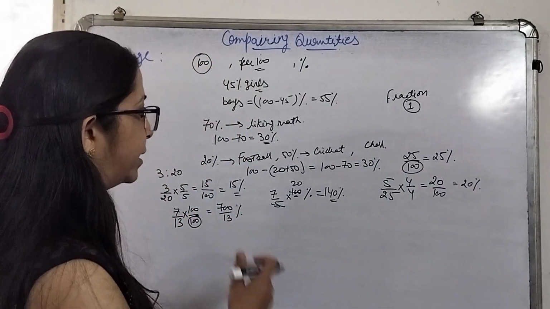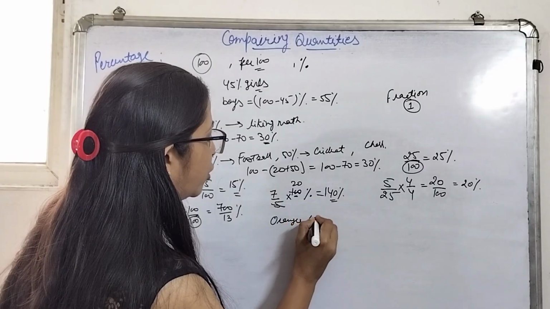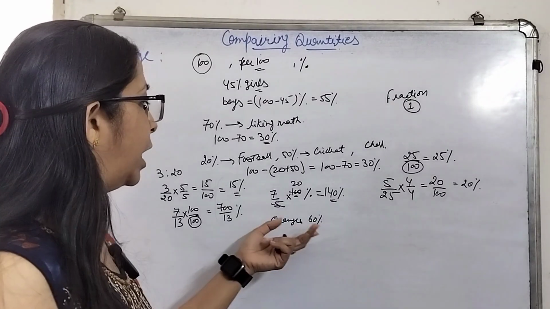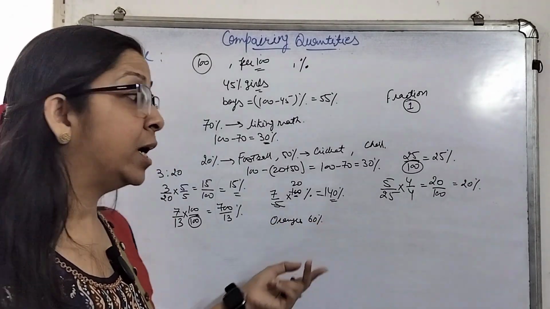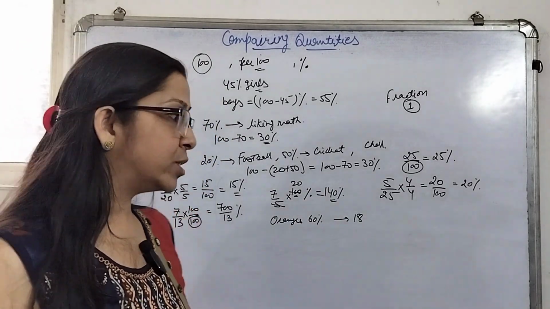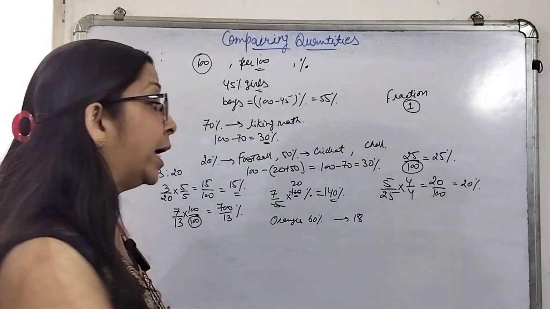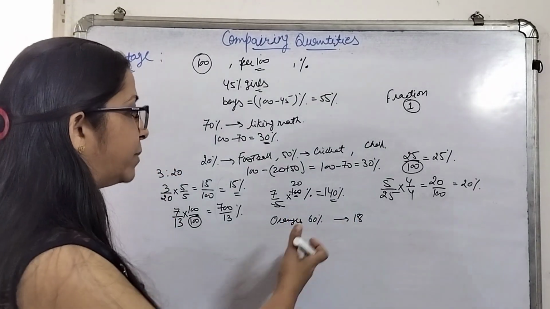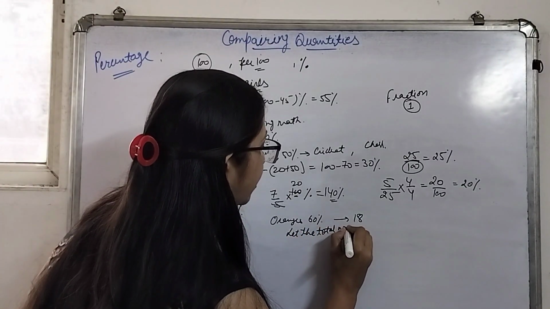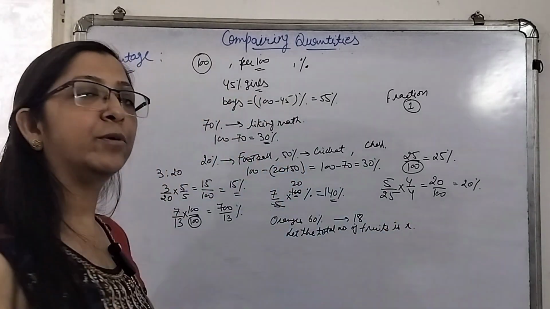Now suppose it is given that 60% of the fruits are oranges. Some fruits are kept in a basket. Out of these fruits, 60% are oranges and the number of oranges is 18. So how many fruits are there? See, it is given that out of 100%, 60% is oranges and the number of oranges is 18. One of the methods could be, we can assume the total number of fruits is x.